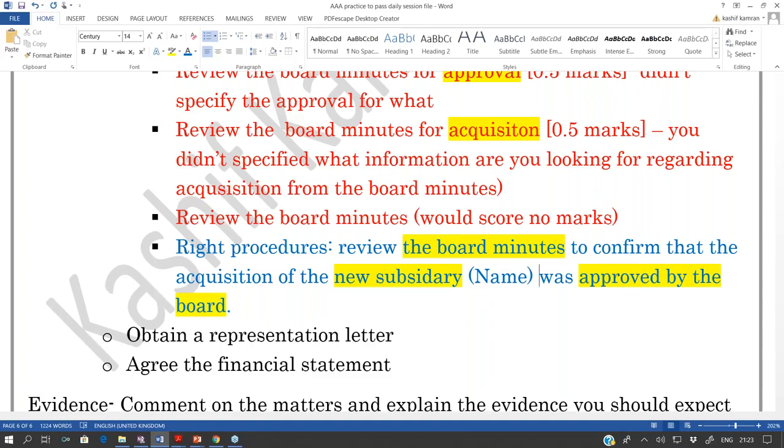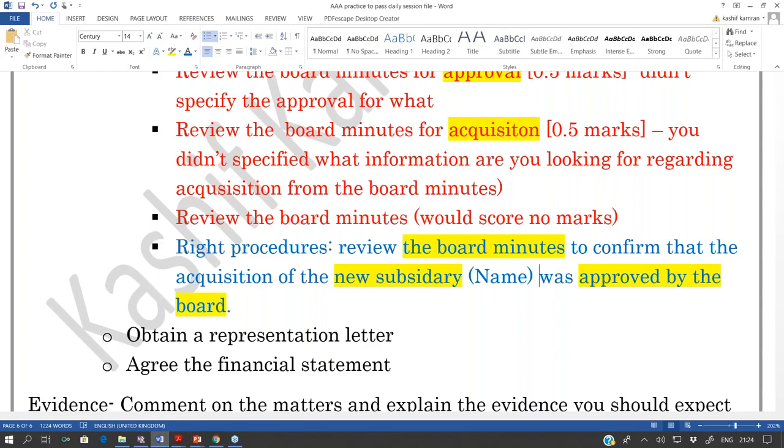So can you see how red was wrong and how blue is right? You need to write the blue procedure every possible time. It's not just review the board minutes. It's not just review the board minutes for acquisition. It's not just review the board minutes for approval. Because in all contexts, we're missing something. So that's a 1 mark procedure, because procedures are to be recommended. Procedures are not paragraphs. The procedures are put into bullets.